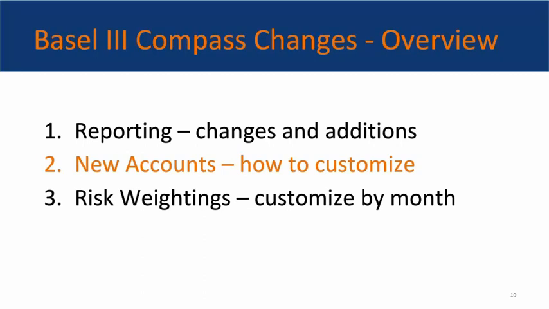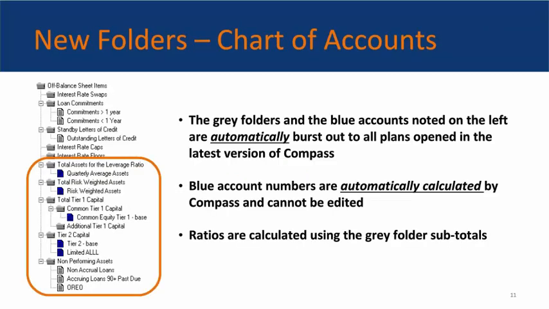With the latest update, additional categories and accounts are automatically added to your Compass chart. Within these new folders, you have the ability to add even more accounts to track data that is not readily available via your GL or other downloads. The new categories and accounts are automatically added to the bottom of the off-balance sheet section.